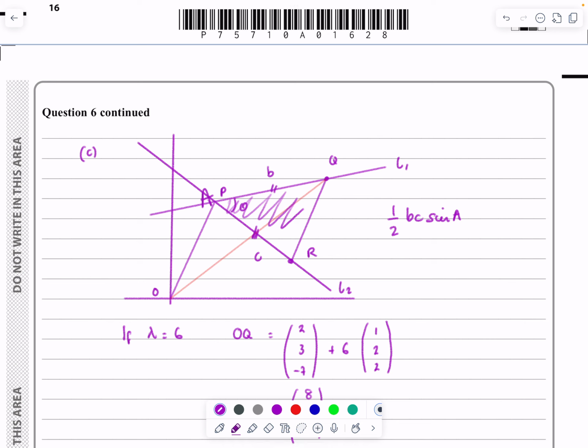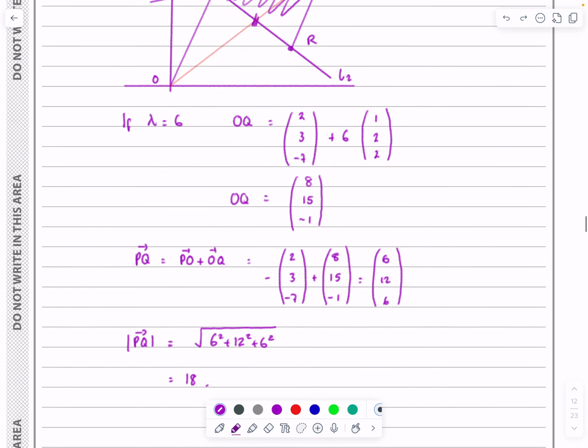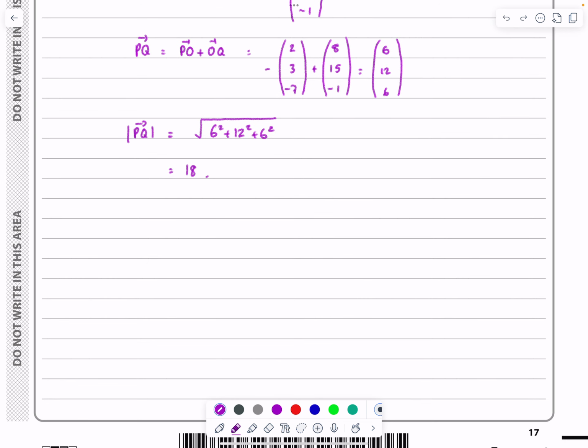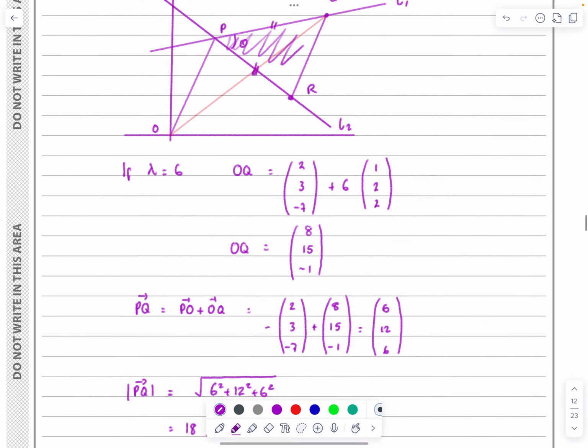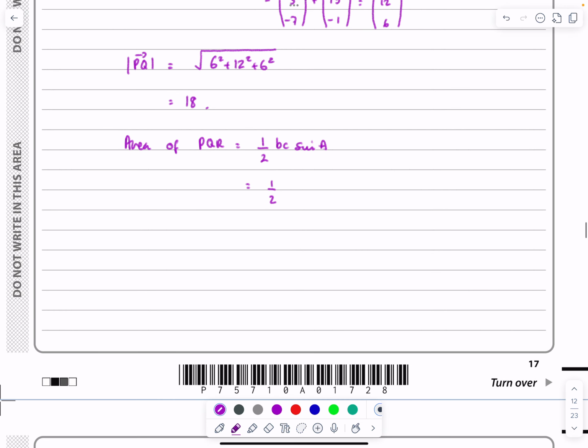So I'm going to get rid of all that and then just explain that again to the examiner. Get rid of that and that. So if we say the area of PQR is equal to half BC sine A, which is a half PQ PR sine theta, which is a half 18 times 18, and I now need sine theta.